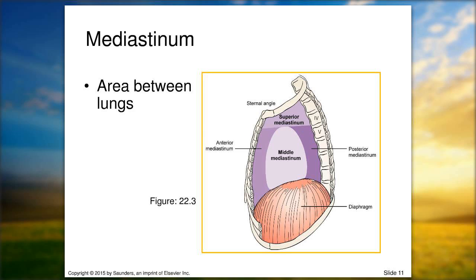Under mediastinum and diaphragm, let's take a moment just to look at page 646 in your textbook. You'll notice figure 22-2 gives you a great illustration of all of the nodes and where they're located. Over on page 647, the mediastinum. What is the mediastinum? You'll see here that it is the area between the lungs.